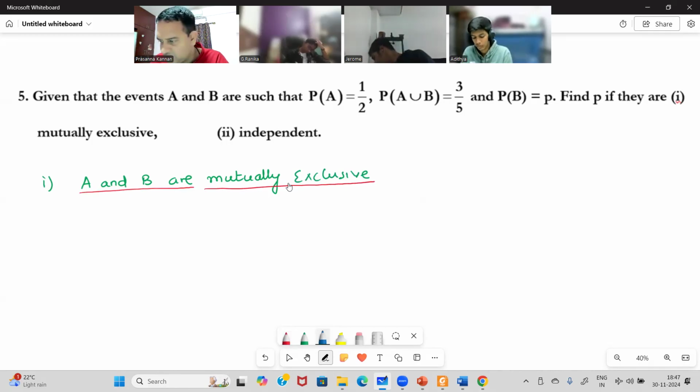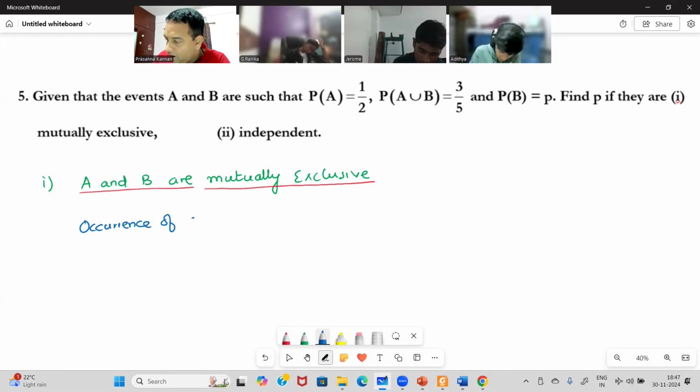Okay, what is the meaning of mutually exclusive? Occurrence of one event prevents the occurrence of the other.